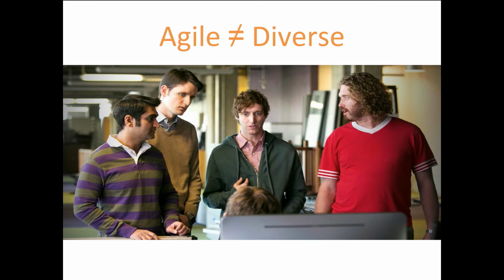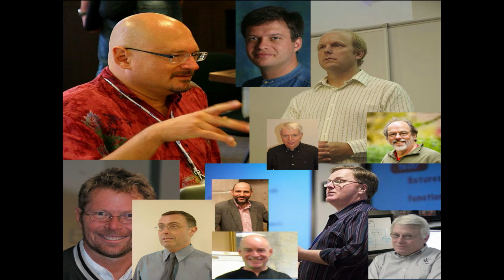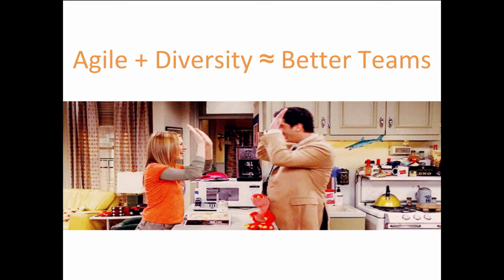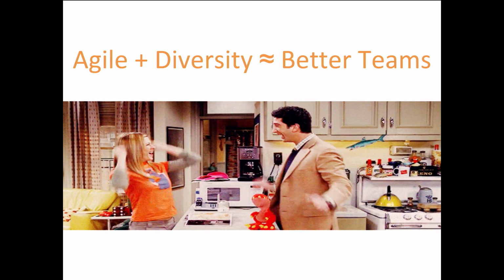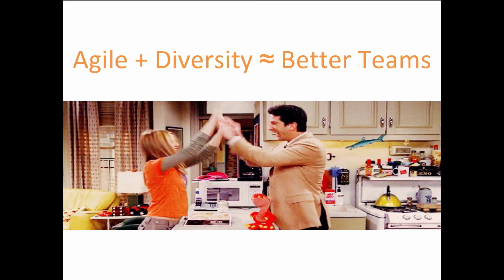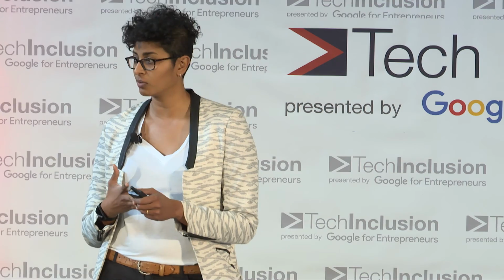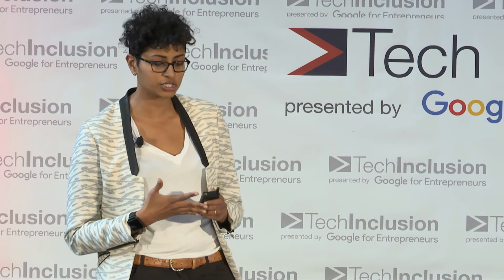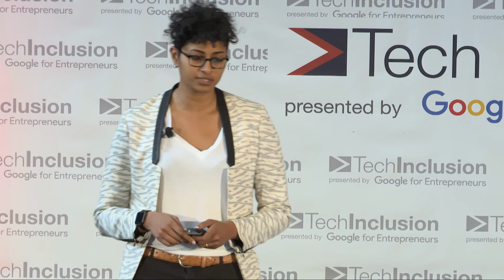Most Agile teams in Silicon Valley look like this. And the founders of Agile look like this. So this is not a methodology that was developed to create inclusion, but I think there's some things we can borrow from it. So I want to say that Agile methodology, in combination with diverse teams and in combination with some intentional inclusion, can lead to better teams, meaning more productive and happier teams.